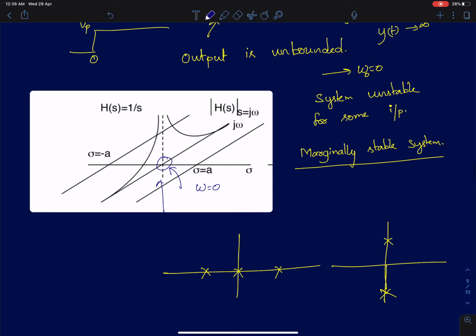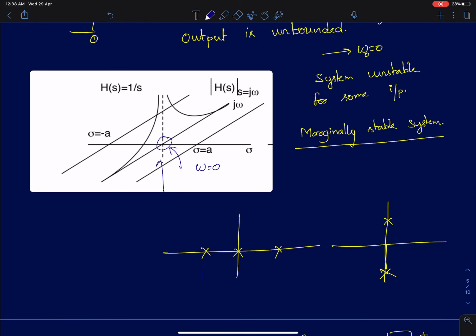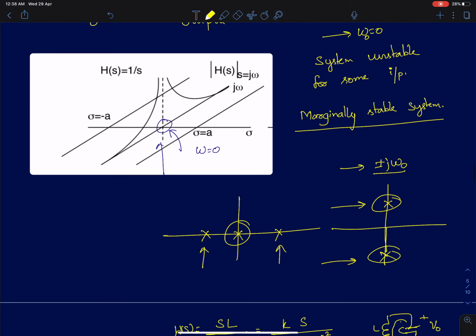So far we have discussed a left of plane pole system, a right of plane pole system, and a system with pole at s equal to 0. So now we will go to systems with poles on the j omega axis itself. These are what we will call for this lecture resonant systems. Their poles are of this type, s equal to plus minus j omega naught. Purely imaginary poles located on the j omega axis.